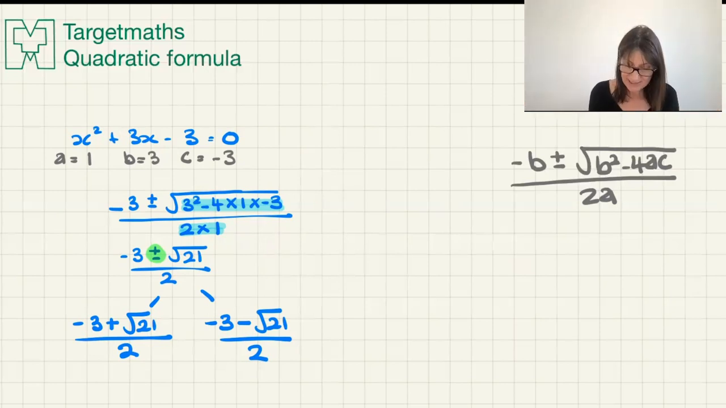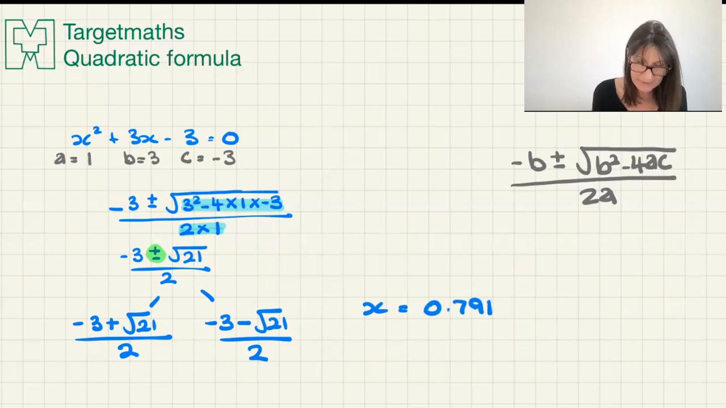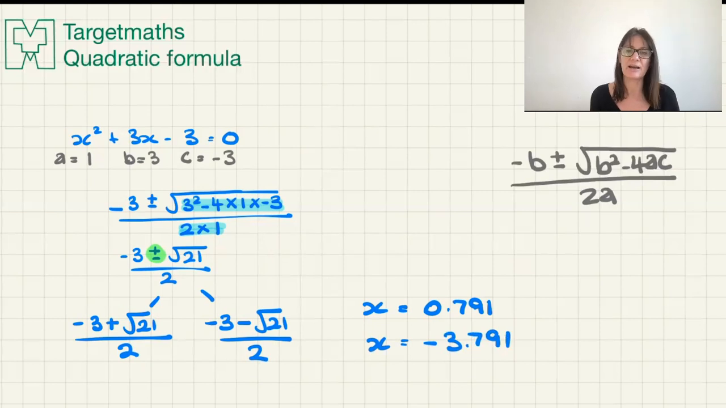So let's pop that into our calculators so that we can get a final answer for x. So x can equal, for -3 plus root 21 over 2, I'm getting 0.791. That's just to 3 decimal places. And for -3 minus root 21 divided by 2, I'm getting -3.791, and that is again to 3 decimal places. And that is the quadratic formula.